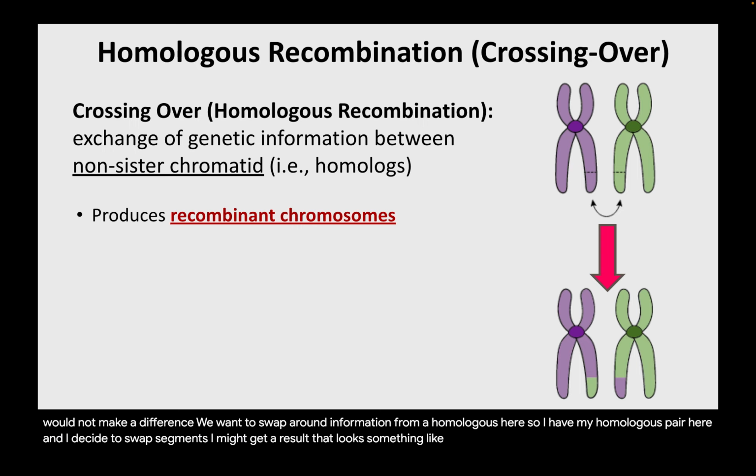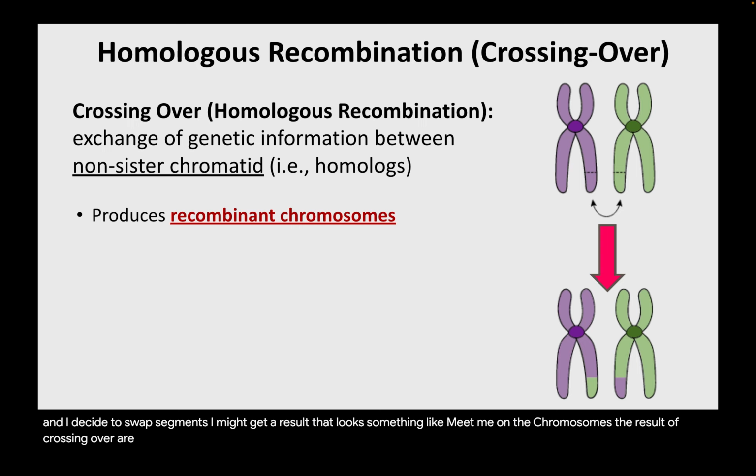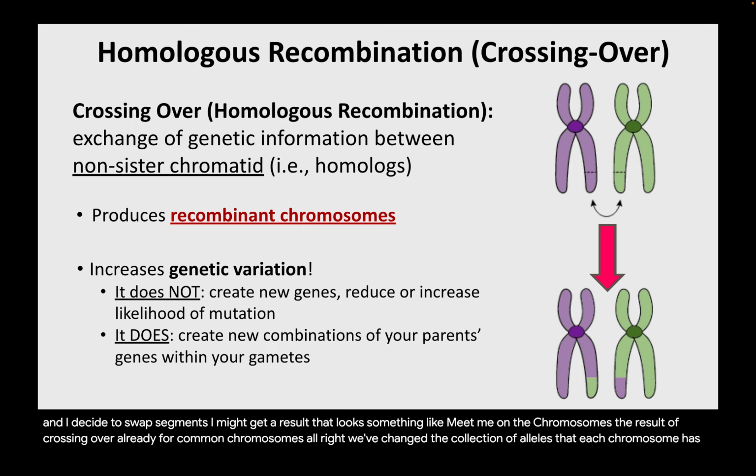that, where we're swapping the alleles around. So this produces what we call recombinant chromosomes. The result of crossing over are these recombinant chromosomes. We've changed the collection of alleles that each chromosome has.